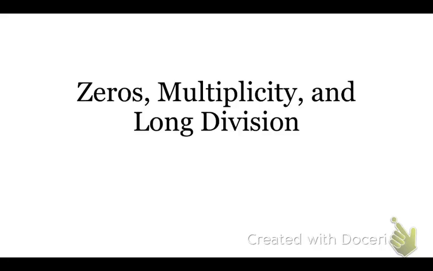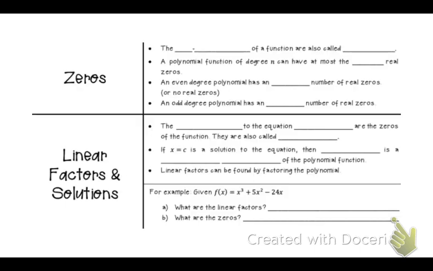Okay, zeros, multiplicity, and long division. So this goes along with graphing a little bit, especially the zeros and multiplicity. But so zeros, we've talked about zeros a little bit. When you were factoring to solve, I told you guys factoring was not going away. We factor in this unit. We factor in every single unit. You have to get factoring down. But the zeros are the x-intercepts. Okay, they're also called zeros.